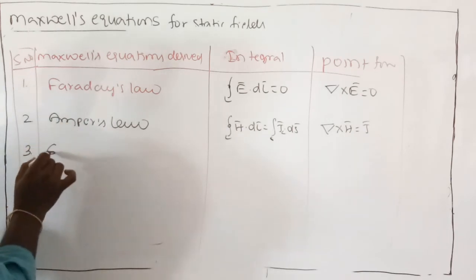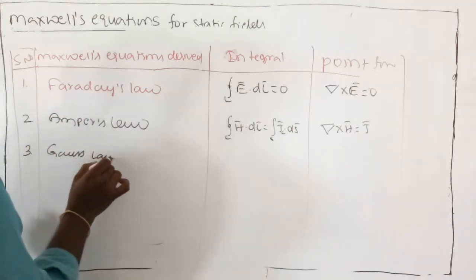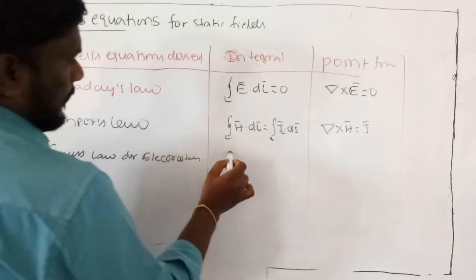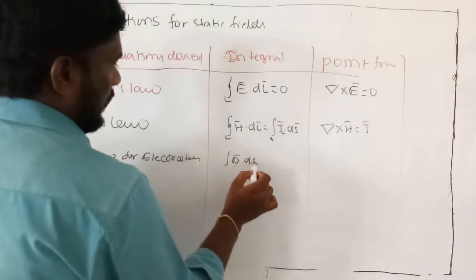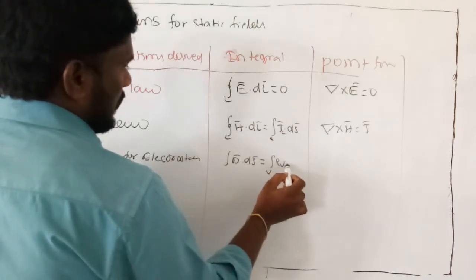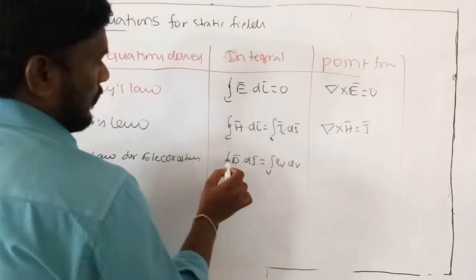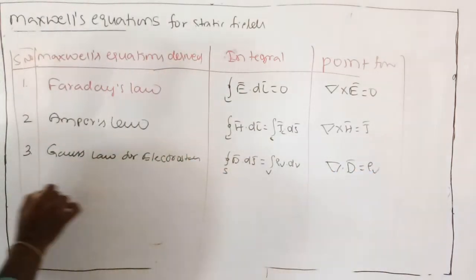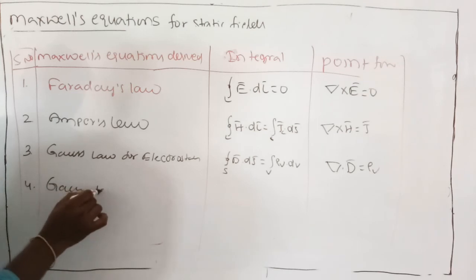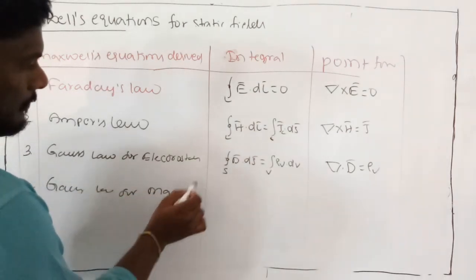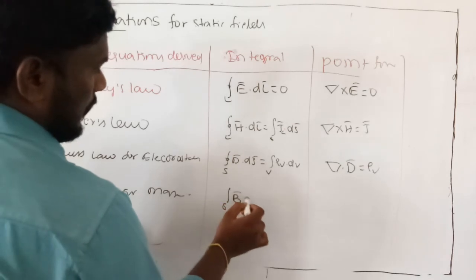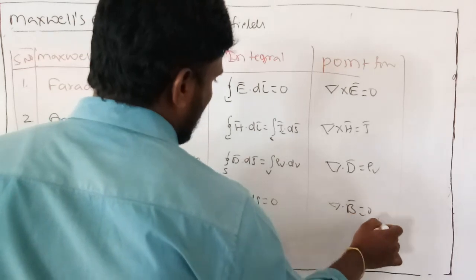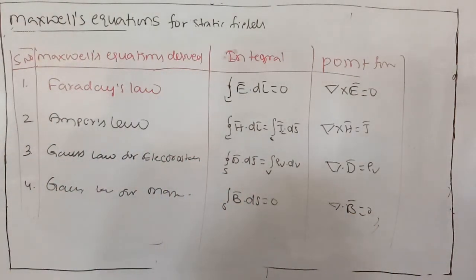Next, Maxwell's equation derived from Gauss law for electrostatics. The third one is this: the surface integration of D bar dot dS bar is equal to the volume integration of rho v dV. And here del dot D bar is equal to rho v. And the fourth one, the last one, is Gauss law for magnetostatics: the surface integration of B bar dot dS bar is equal to 0, and here del dot B bar is equal to 0. You need to keep all these formulas in your mind.